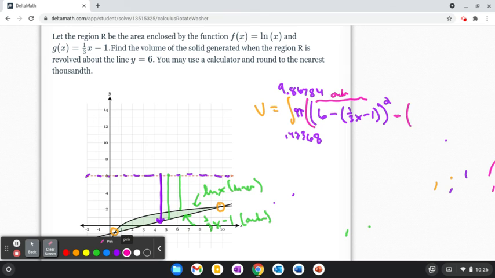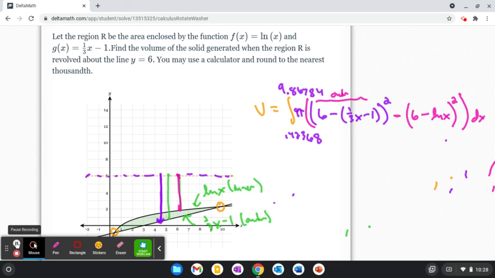Minus, parenthesis, our inner radius. Same deal. It's going to be the axis, 6 minus, and then the inner radius is natural log of x. And then close parenthesis, squared, close parenthesis, dx. All right, so pretty much type that in like it is. Go ahead and do that real quick.